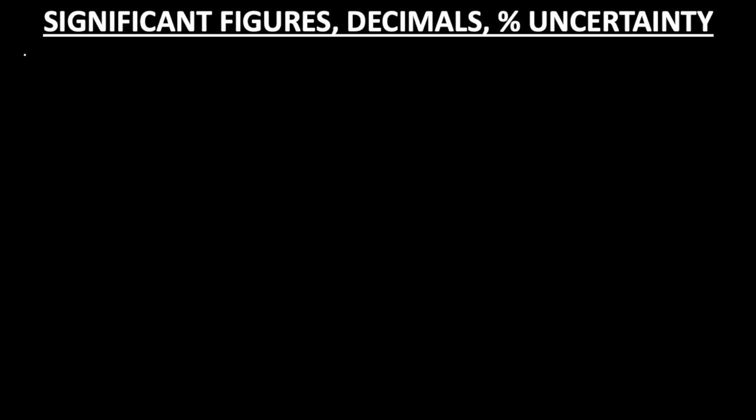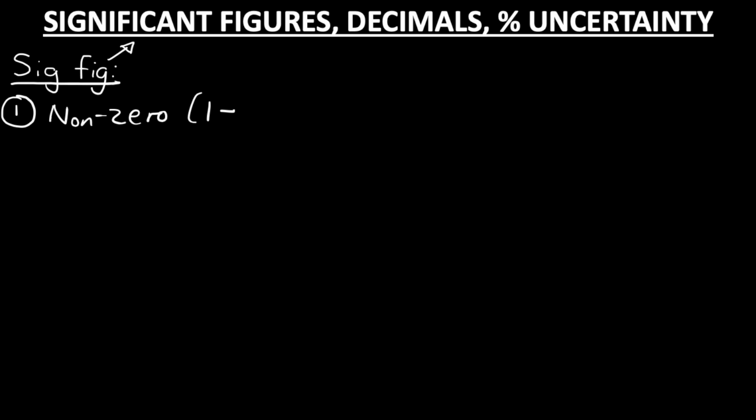Okay, so today we're going to start off with what counts as a significant figure. I'm going to write sig fig for short, but that means significant figure. There are three circumstances under which a digit counts as a significant figure. The first is when it's a non-zero. This is any number between 1 and 9 that's not 0.